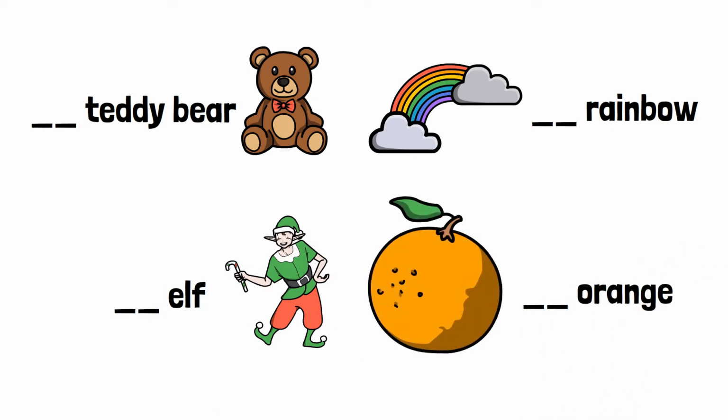And the answers are: a teddy bear, since teddy starts with a consonant and has a consonant sound. A rainbow, since rainbow starts with a consonant and has a consonant sound. An elf, since elf starts with a vowel and has a vowel sound. An orange, since orange also starts with a vowel and has a vowel sound.